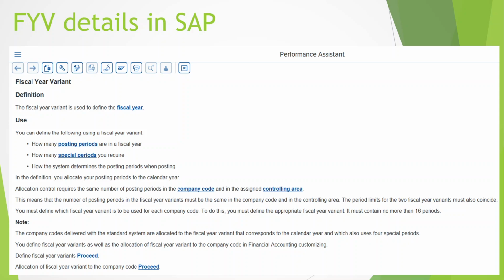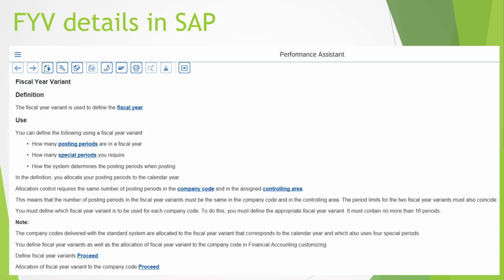So this is what I was saying. At both places the fiscal year variant has to be the same, and if it is different, that means you have to do the entire thing differently. This means the number of posting periods in the fiscal year variant must be the same in the company code and in the controlling area. The period limits for two fiscal year variants must also coincide. You must define which fiscal year variant to be used for each company code.